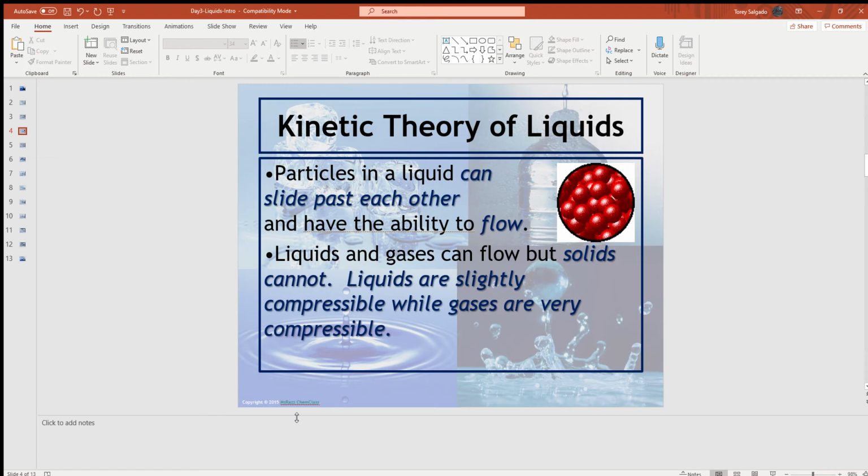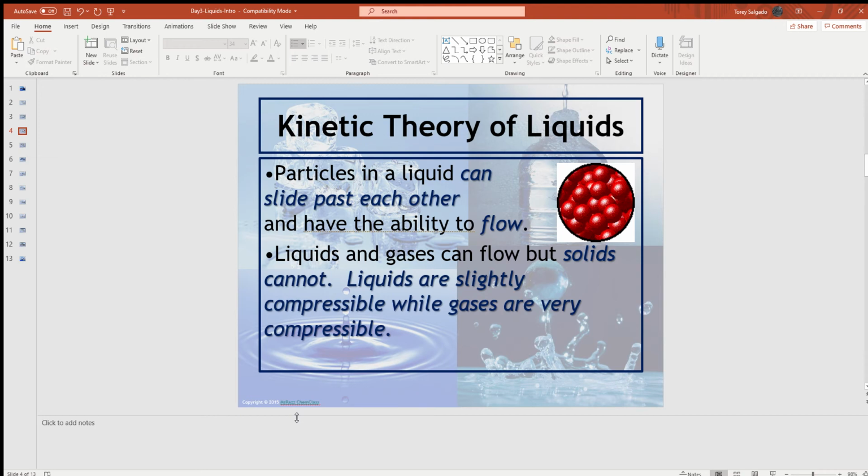Liquids are slightly compressible, while gases are very compressible. Let's look at that for a second. We just talked about flow and compressibility. Flow has to do with how spread out your particles are. Gases are really spread out, nice flow. Liquids, medium spread, pretty good flow. Solids are really compact. They're really stuck together. So really no flow going on in solids.